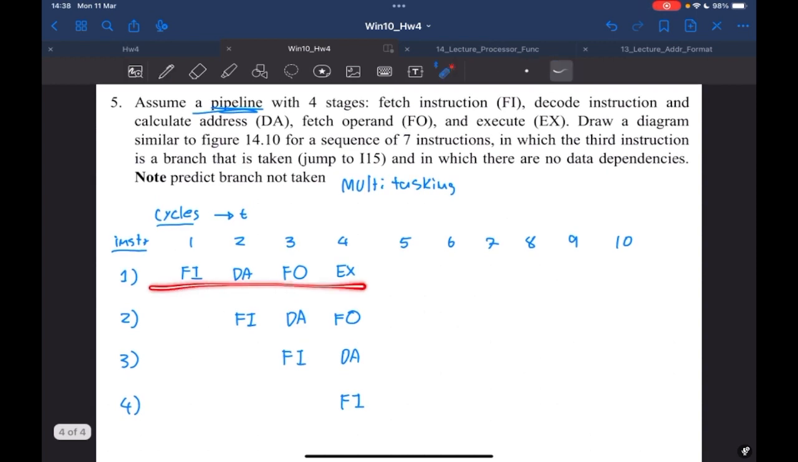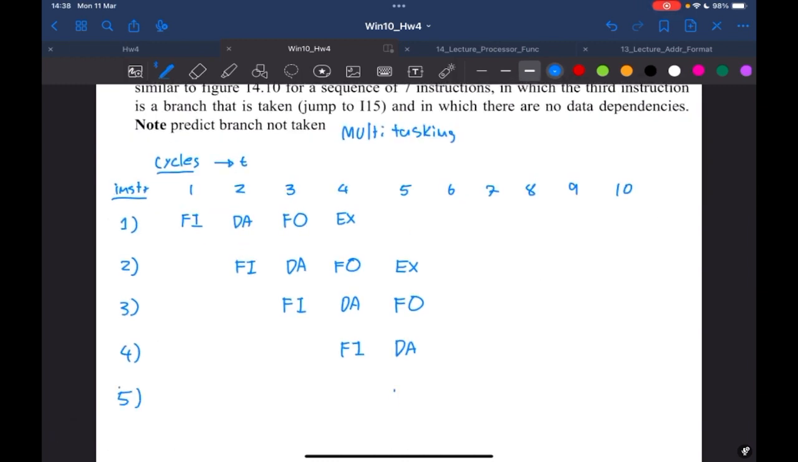Next one we move on. Instruction 1 is done, so we move on to instruction 2, which would be ex here, fo here, and then number 4 would be da. 5 would perform fi as well. We move on to instruction 6. Instruction 6 would activate ex, fo, and da.